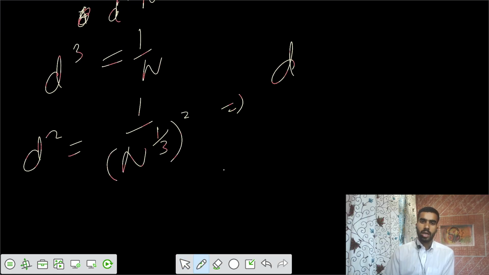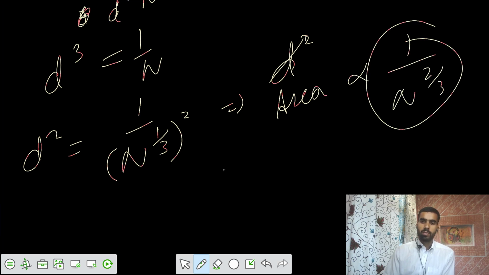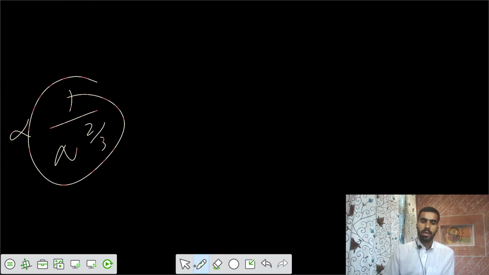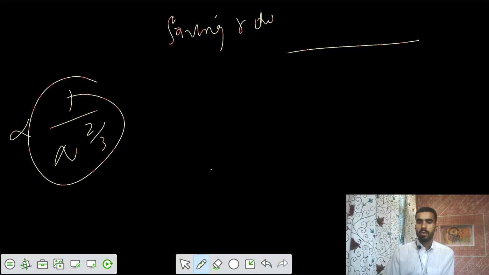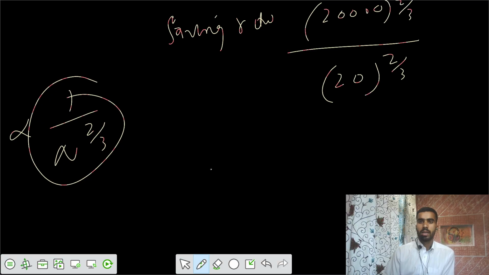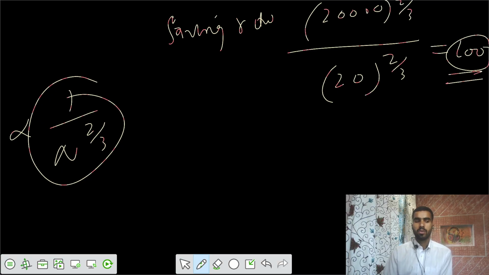So your area, or diameter square, or area savings, I would say area is a function of n to the power 2 by 3. If I substitute these values, in this way also I can solve. I would say the saving ratio is the inverse of n. Initially n was equal to 20 to the power 2 by 3. In the second case, it was 20,000 to the power 2 by 3. Then that's also 100.